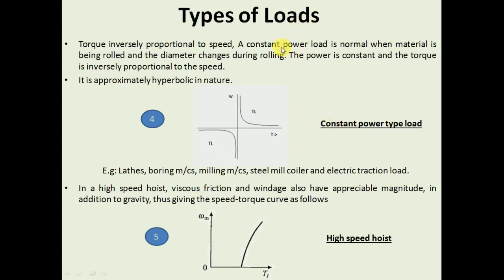In addition to this, as we have mentioned, some other loads are also taken into consideration. They are high speed hoist and traction load. In the case of high speed hoist, as the speed is very high, we will be considering only the viscous friction and windage components of the load torque. So in such a case, the characteristics will be like this. You just need to know the characteristics.